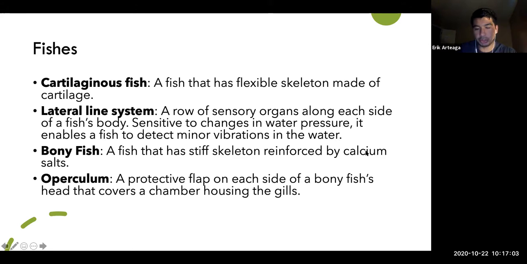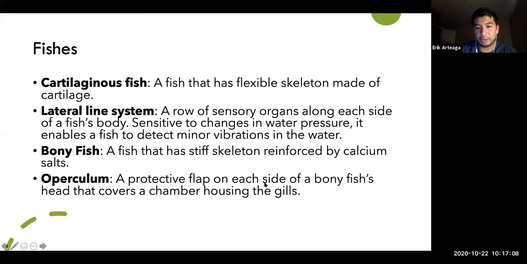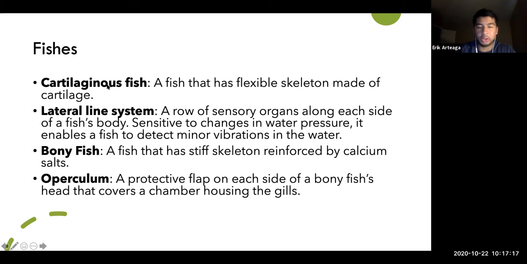These calcium salts are just referring to the bone. Operculum: this is a protective flap on the side of a bony fish's head that covers a chamber housing the gills. This is very important for differentiating cartilaginous fish, so rays and sharks, in comparison to bony fish.